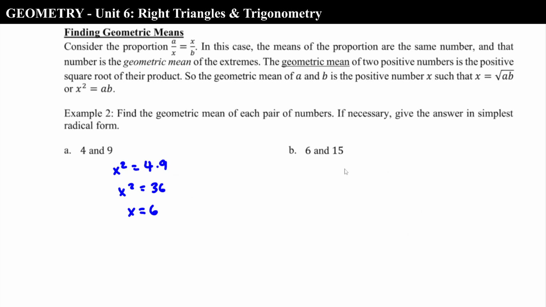For b, let's do it the other way. Let's do x equals the square root of ab. So you can see it works the same way here. Well, x here is the square root of a times b, which is 6 times 15. 6 times 15 is 90. And the square root of 90, if we get it in the simplest radical form, is 3 square root of 10.